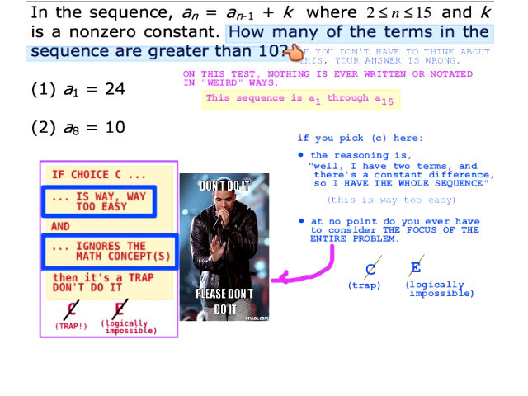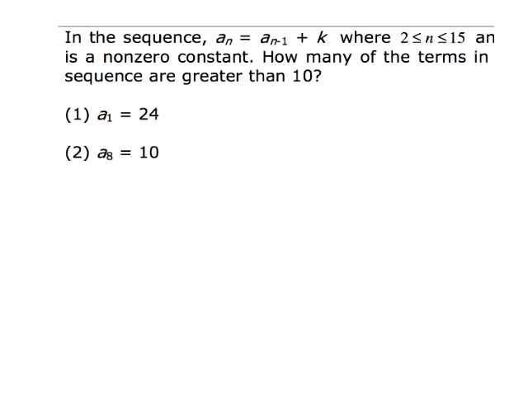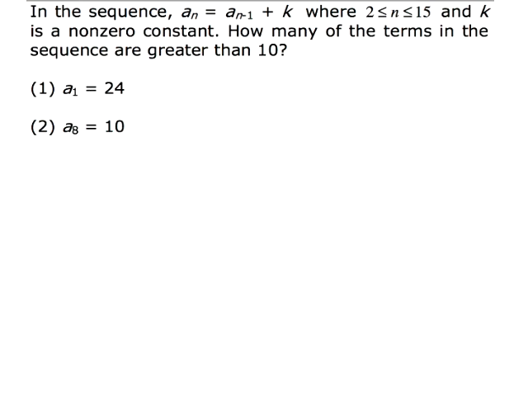E is not even logically possible, because E would mean that even if I had the whole sequence, I somehow still could not answer this. Well, I mean, of course I could. Okay, so don't pick C and don't pick E. Don't do it. All right, well, now that we know not to do that here, let's test cases.